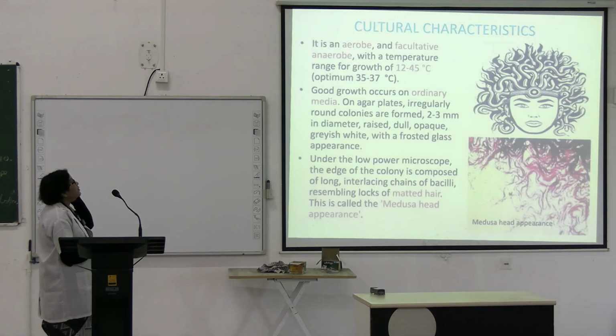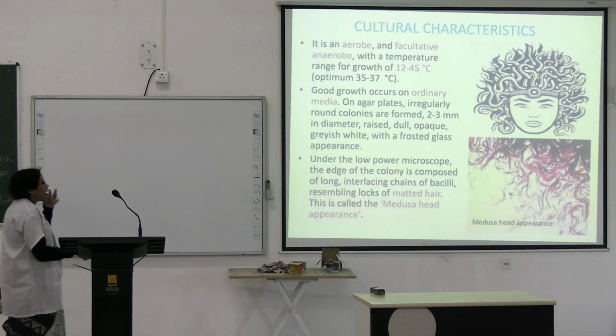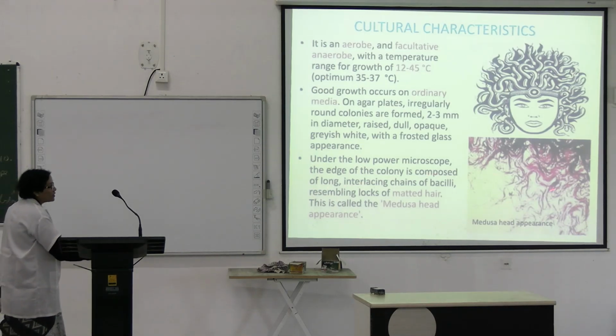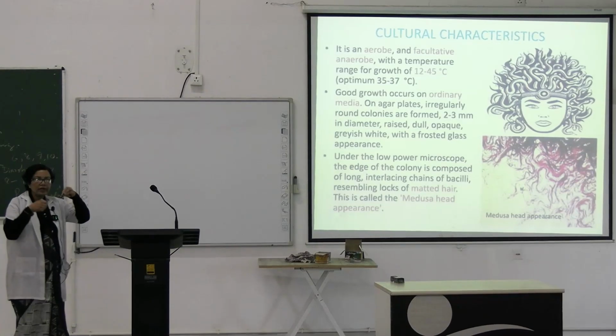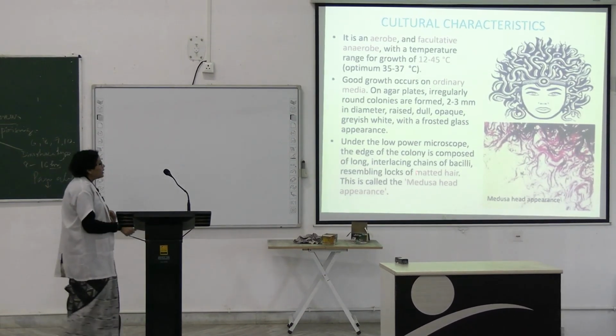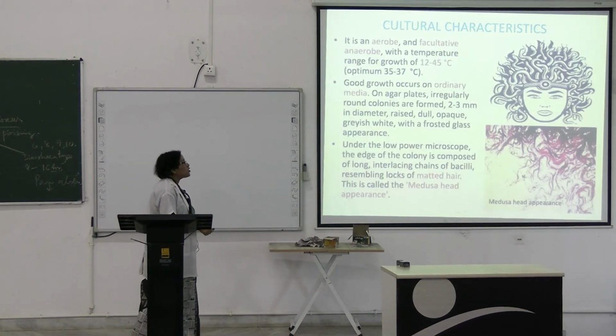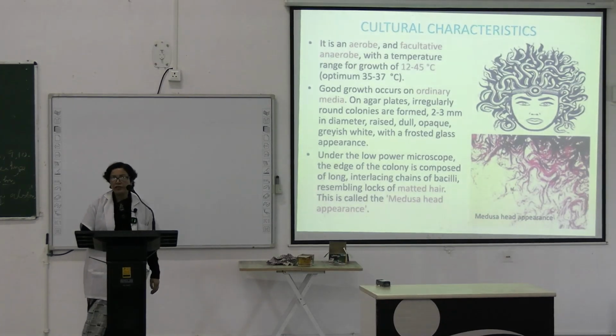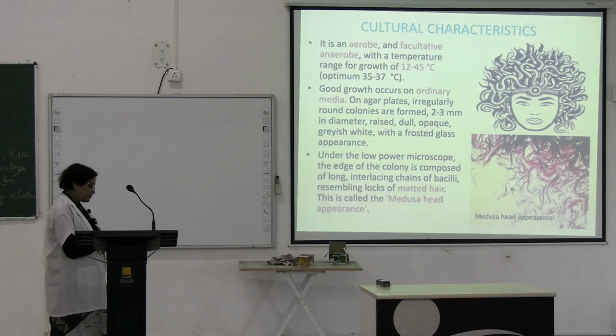It is an aerobic, facultative anaerobic growth on ordinary media on agar plate. Irregular round colonies are formed 2 to 3 millimeter in diameter, raised, dull, opaque. Under low power microscope, edge of the colony is composed of long interlacing chains. চুলের মতো ঝাঁকড়া, একটা চুল যেমন আটকে থাকে একটা সঙ্গে একটা, আসলে সেগুলো কি? সেগুলো হচ্ছে চেইনস অফ ব্যাসিলাই। Okay, chains of bacilli resembling locks of matted hair. This is called Medusa head appearance. So you have to mention the point in the culture. Okay, Medusa head colony.